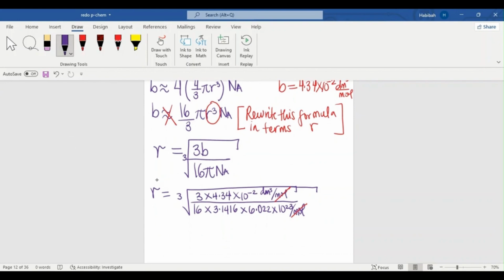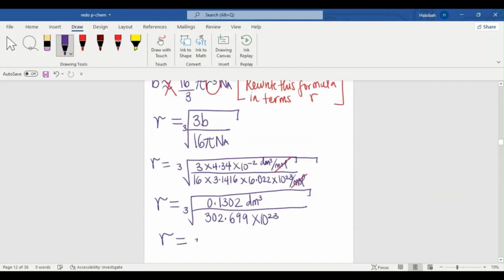After we've done that, all we have to do is work on it step by step. We're going to focus on the numerator first. We have 3 times 4.34 times 10 to the power negative 2 dm cube. When you multiply that, you end up with 0.1302 dm cube. Then we also multiply the values in the denominator. We have 16 times 3.146 times 6.022 times 10 to the power 23. We end up with 302.699 times 10 to the power of 23.